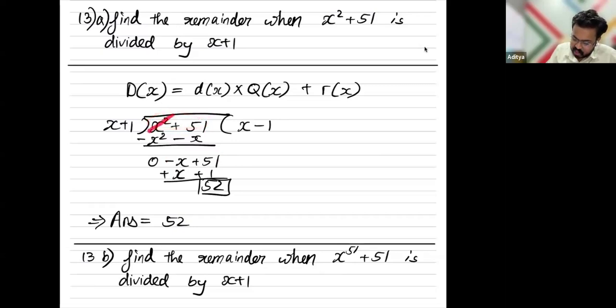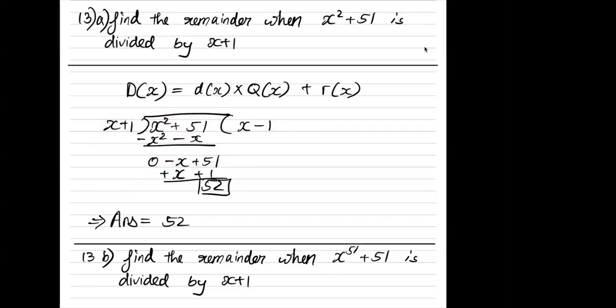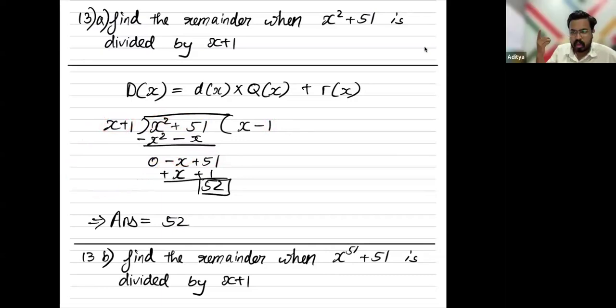Once you have removed x square, you are left with minus x plus 51. So your aim is to multiply by some number over here, multiply out some number into this. When subtracted by this, you get rid of the largest degree. So iteratively, you are reducing the degree. In normal long division of integers, you try iteratively reducing the size of your dividend, correct?